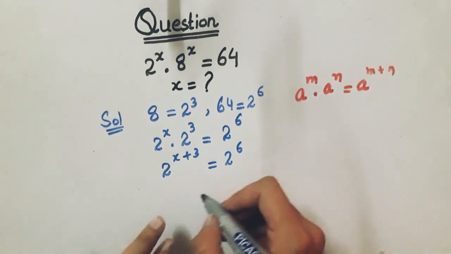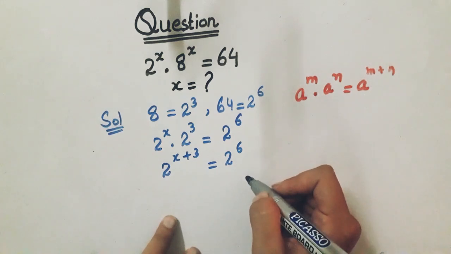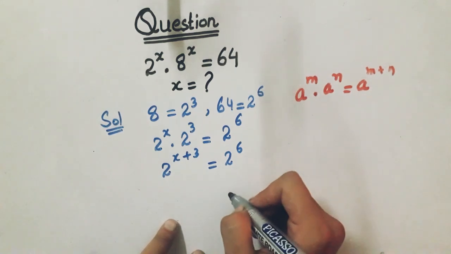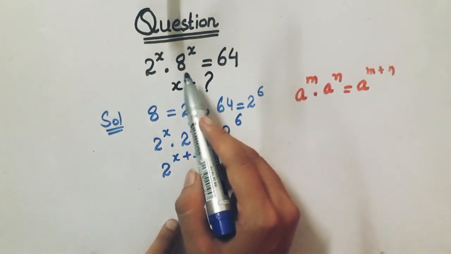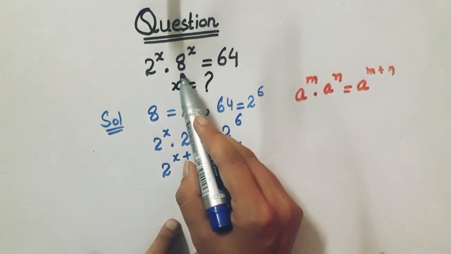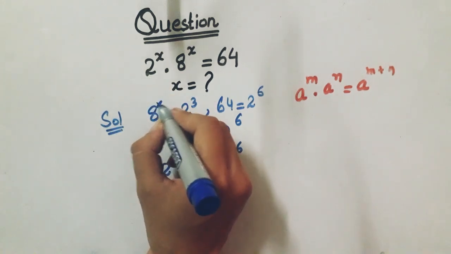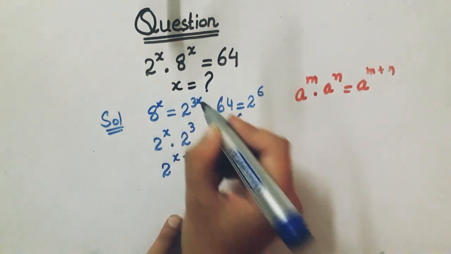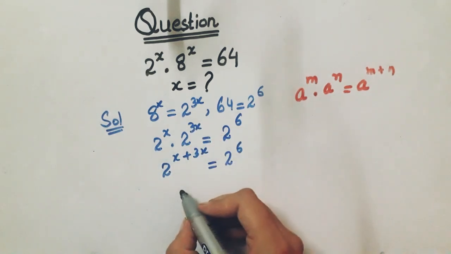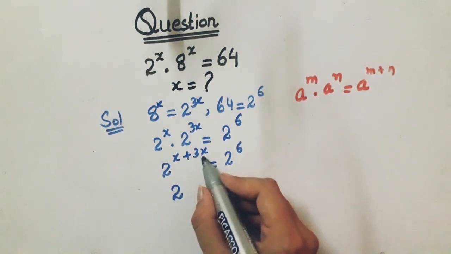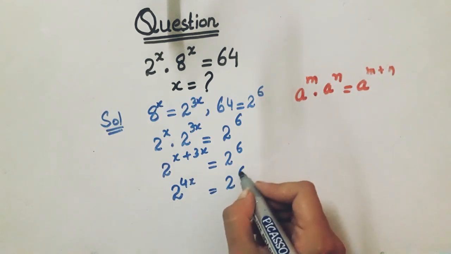Now if the base is the same, the power will also be the same. So we will apply this rule. In the question you have 8 raised to power x, so we will write here 8 raised to power x, and this will be 2 raised to power 3x. So 2 raised to power x plus 3x is 4x, that equals 2 raised to power 6.